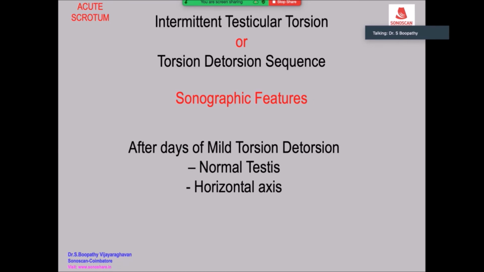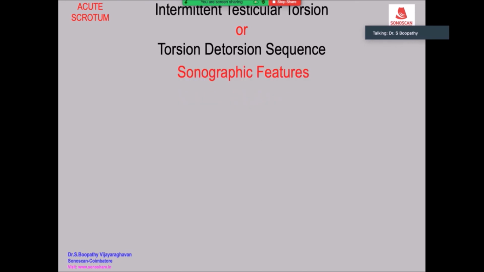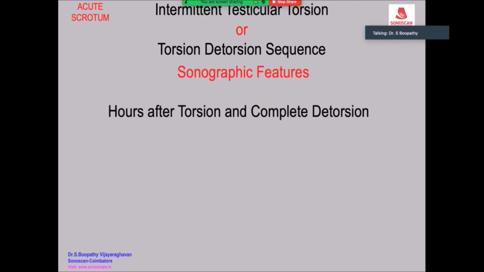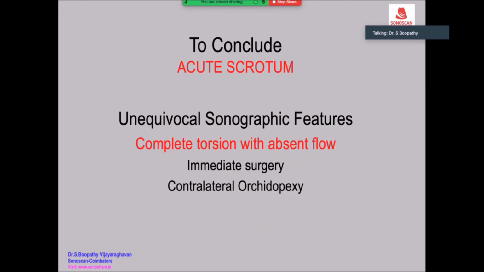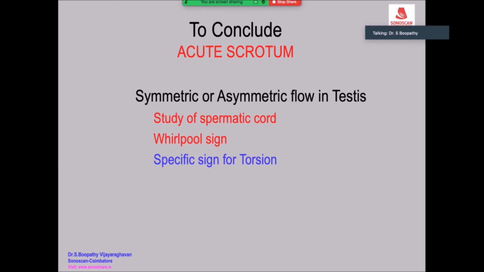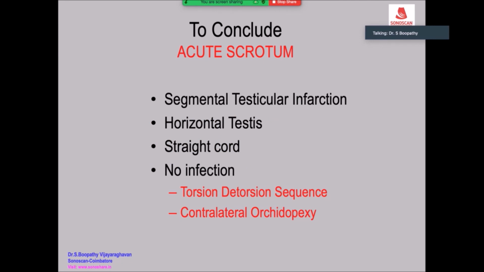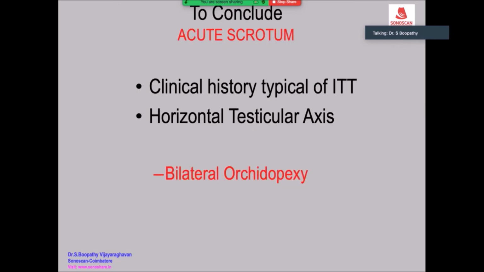So then this is after days of mild torsion and detorsion. Now, hours after acute severe torsion and complete detorsion, the whirlpool sign will be seen both in grayscale and color Doppler. So the diagnosis will be partial or loose torsion, which is always bilateral. Then you see a situation where there is symmetric or asymmetric flow. The testis has to be fixed depending upon the situation, the ipsilateral testis and contralateral orchidopexy. The patient has to undergo bilateral orchidopexy.